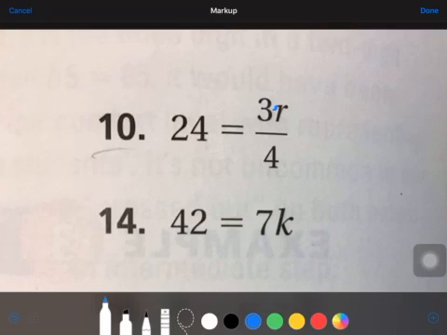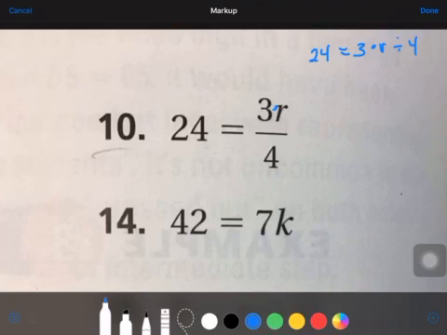Okay, so I could rewrite that. I don't have to, but I could rewrite it to be 24 equals 3 times r divided by 4. Okay, so what am I going to do first? I've got r times 3 and I've got r divided by 4. So what am I going to try and get rid of first?